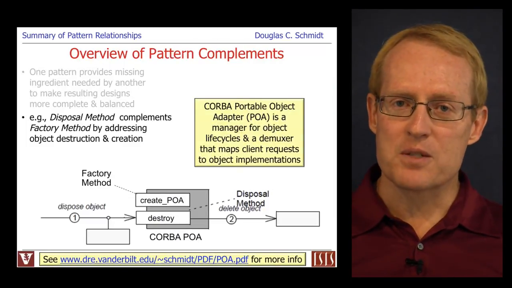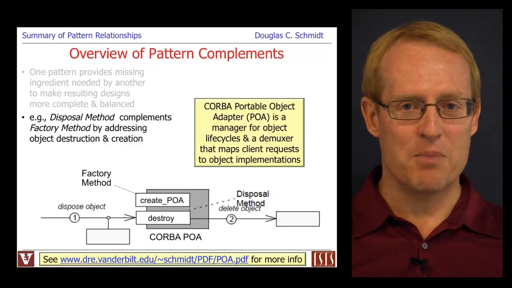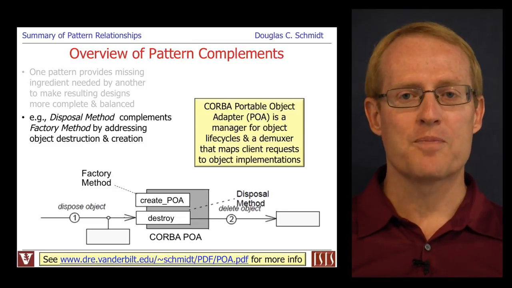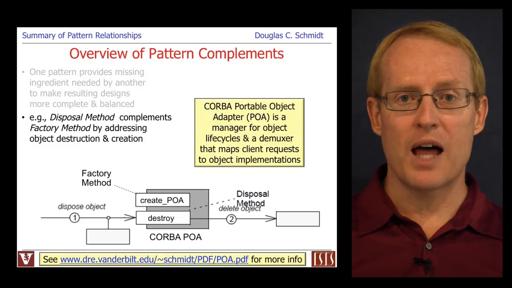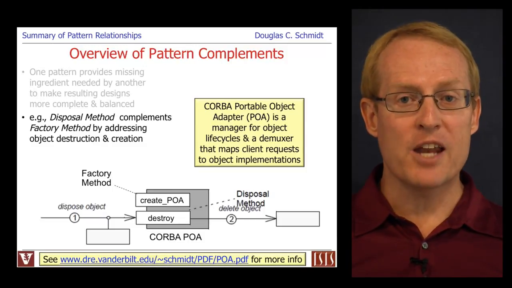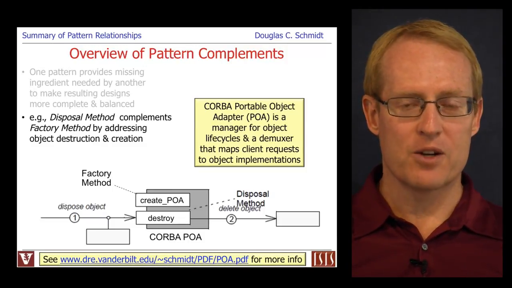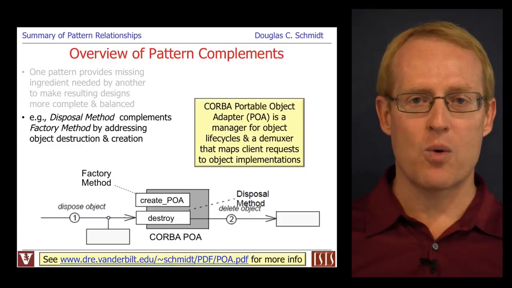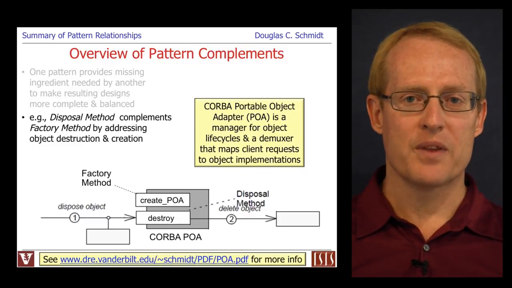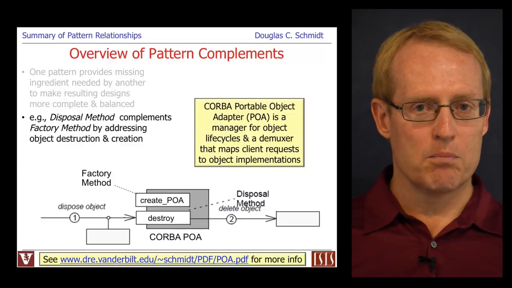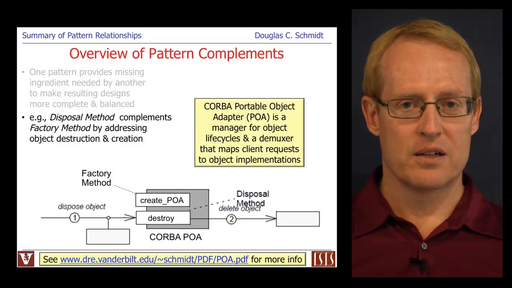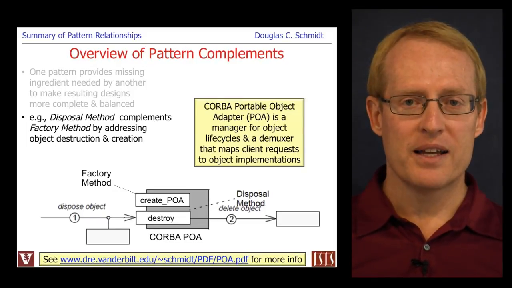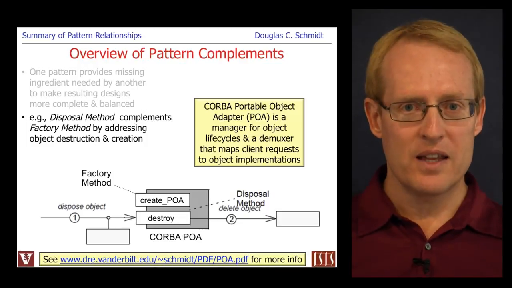As an example of this pair of patterns, these pattern complements, in the context of our avionics computing example we were looking at before, CORBA provides something called a portable object adapter, which is basically a manager for object life cycles. It creates the objects and destroys them. And it's also a demultiplexer that maps incoming client requests to the appropriate object implementations. And if you look carefully at the portable object adapter, or POA, interface, you'll see it has a factory method called createPOA that makes a POA, and a disposal method called destroy that cleans it up.